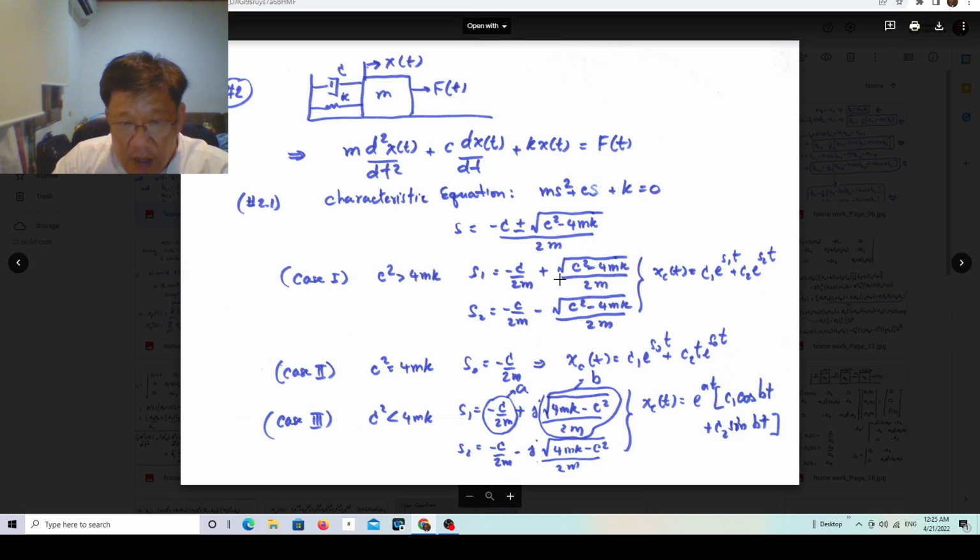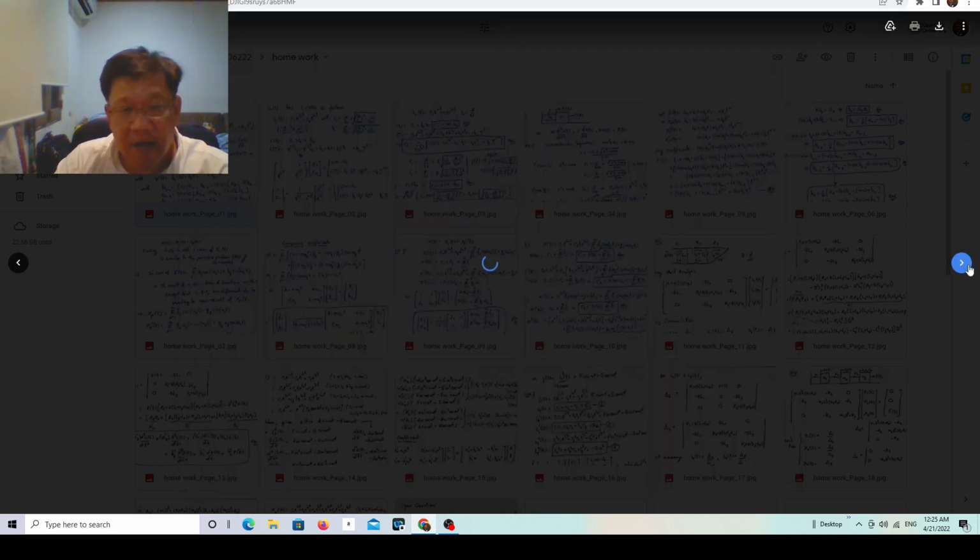So again, when you have case 1, 2, 3: case 1 is that both roots are real values. The second is that both are real values but have a repeated root, the same value. The third one is a complex conjugate. That results in the general formula for the complementary solution for the displacement function x.